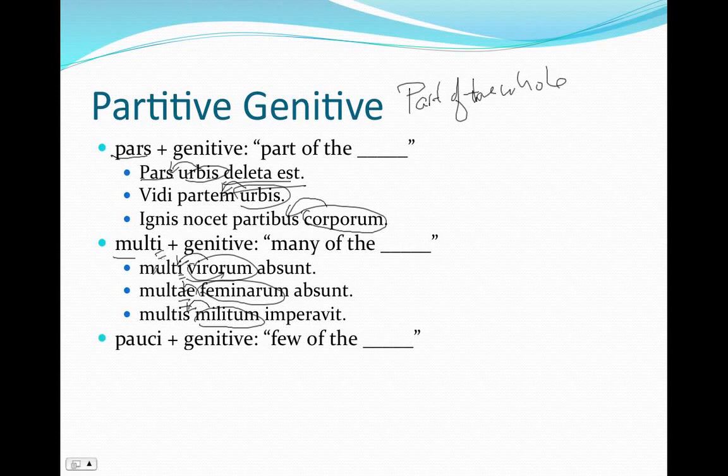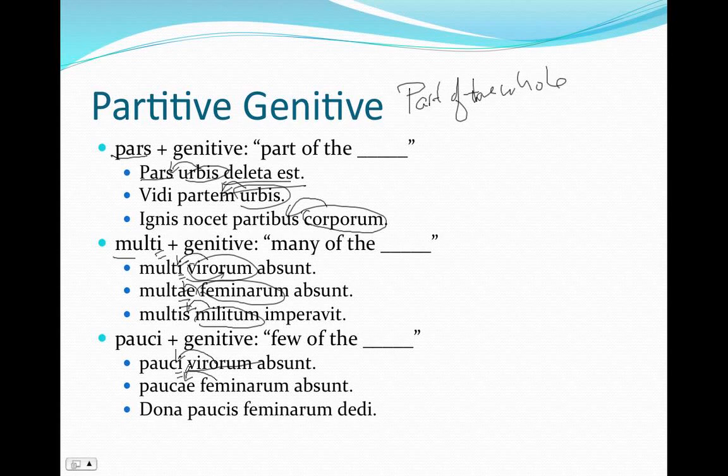Now we could have other words too. Pauci, a few. Pauci with the genitive, a few of the, so it's sort of the opposite of multi. Pauci virorum absunt, a few of the men are absent. Virorum is our partitive genitive with pauci, pauci having to be masculine because virorum is masculine. And if we had it feminine, paucae feminarum absunt, a few of the women are absent. So feminarum is our partitive genitive. Paucae is our nominative plural.